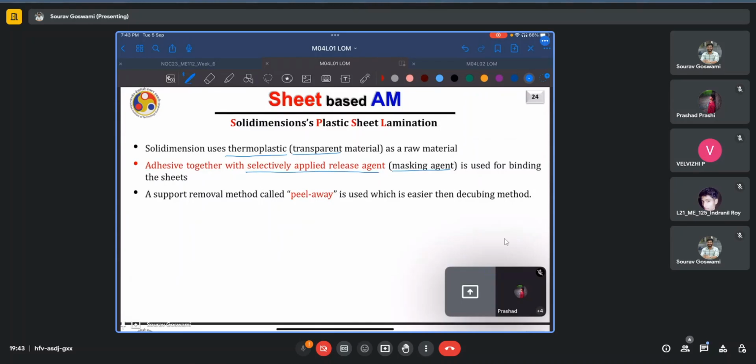And in this case, rather than the decubing method, which we encountered in LOM and Kira's technology, a method called peel away is used. And what happens is, very strategically, the support structures of the undesirable regions in each layer are very selectively adhered to the undesirable region of the next layer in some very small regions, such as to form a continuous chain across the layers.